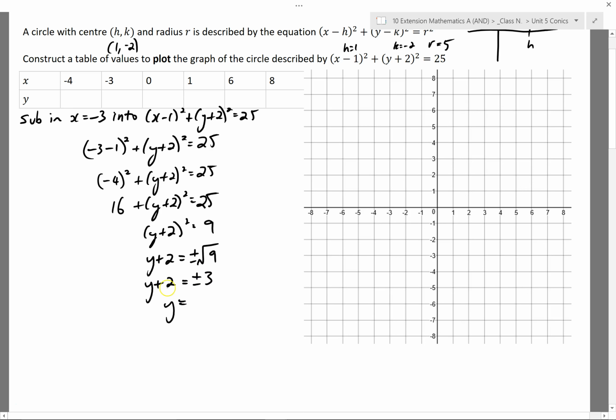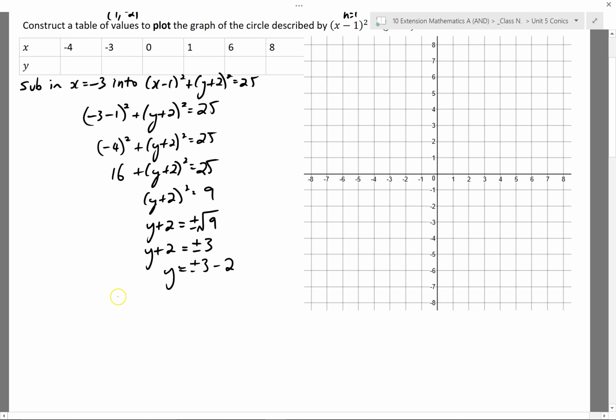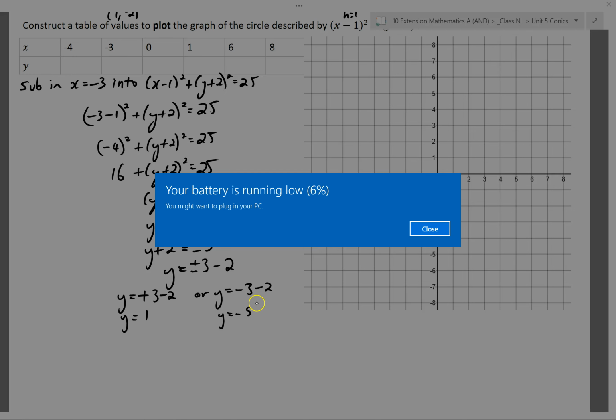And I can bring the plus 2 over, and this will give me my two solutions. So whenever I see a plus or minus, I need to consider both scenarios. So y is either plus 3 minus 2, or y is minus 3 minus 2. Okay, to cater for those two scenarios. So my y value is either 1 or minus 5.